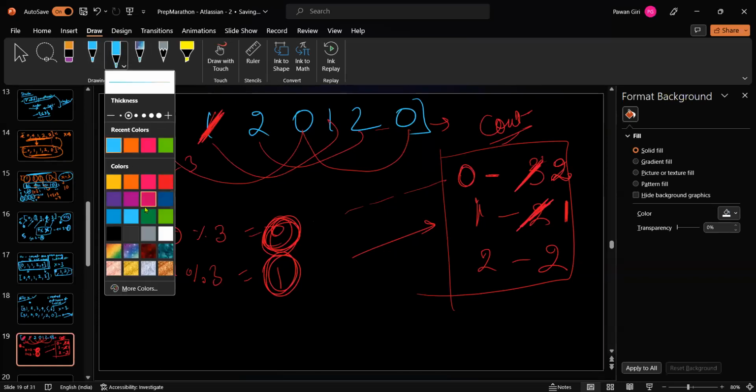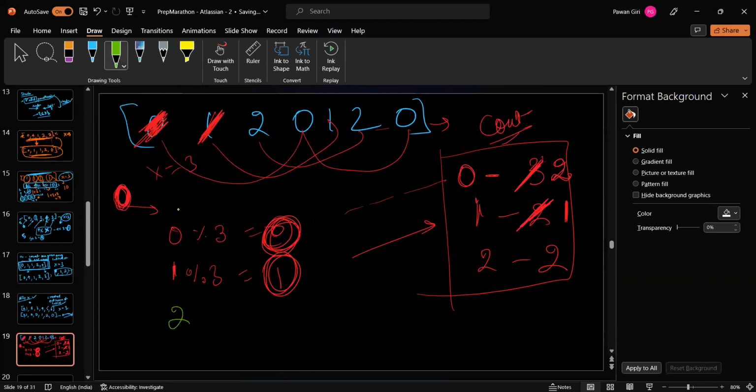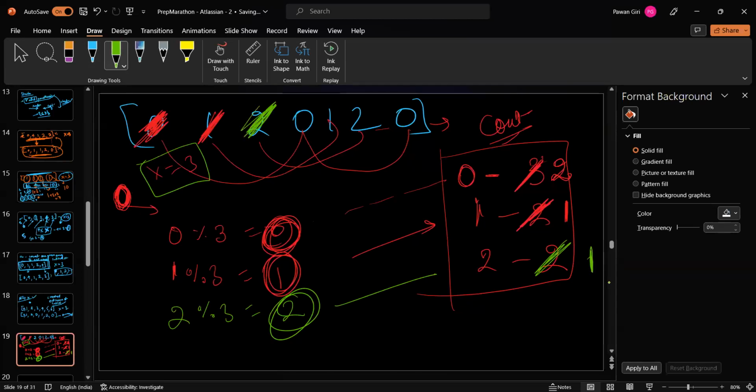Now in the next step, I'll try to get 2. 2 modulo 3 is 2. We are doing 2 modulo x only. So can I get 2? Yes, 2 is present 2 times, so you can get it. Its frequency will be used. So I have used this 2 for getting this value.